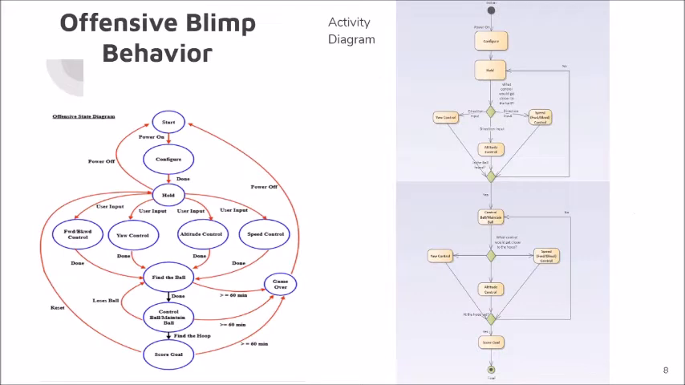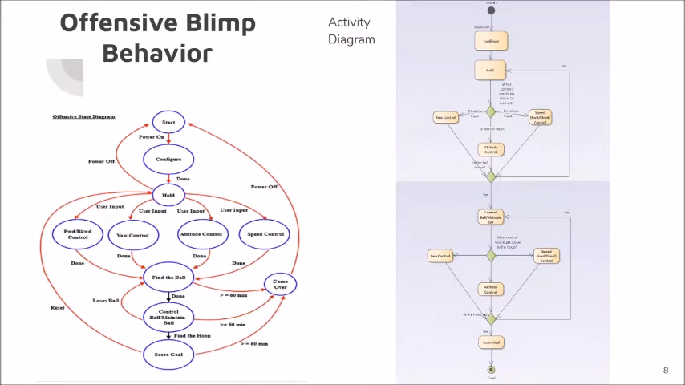With that being said, here's our blimp behavior, the offensive state diagram. You start, you power it on, you configure. Once that's done, you hold, waiting for user input for right now. So you either go forward or back, and you can control the yaw, altitude, and speed. Basically all of these are saying where we want to go and how fast. Once that's done, you find the ball. Once you find the ball, you're going to control the ball and maintain it. If you ever lose the ball, you have to go back to finding the ball, and once you get that, you control the ball and maintain it.